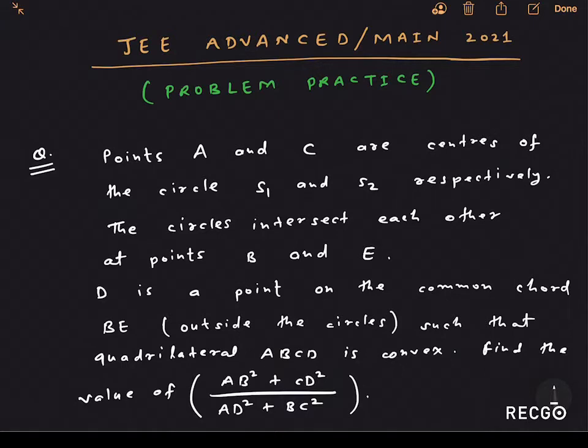So you can see that the question is saying that the points A and C are centers of the circles S1 and S2 respectively. The circles intersect each other at the points B and E, and D is a point on the common chord BE, but it is outside the circles, such that quadrilateral ABCD is convex. We have to find the value of (AB square plus CD square) divided by (AD square plus BC square).